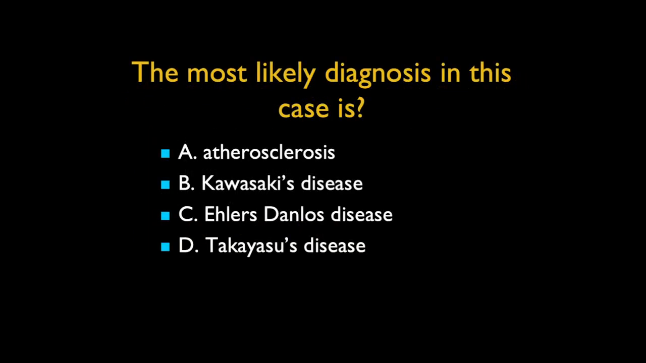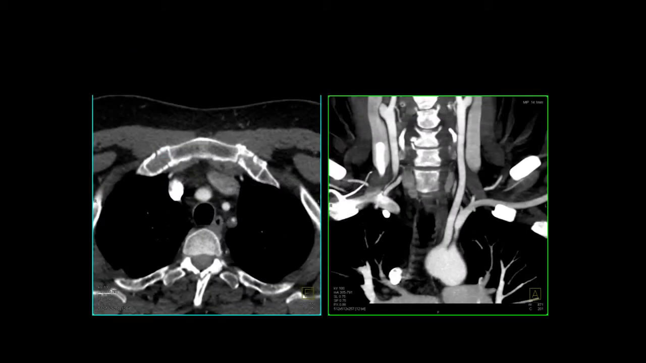The most likely diagnosis in this case is, well, what do you see? You see narrowing of the patient's left subclavian artery. You look at the 3D, it's beautifully narrowed. So you can say atherosclerosis, but the vessels all look good. It's not atherosclerosis, and that's not a great distribution to have just non-calcified plaque.